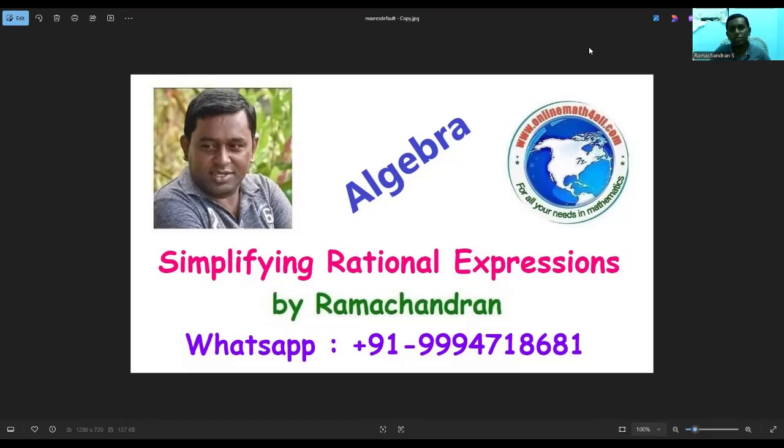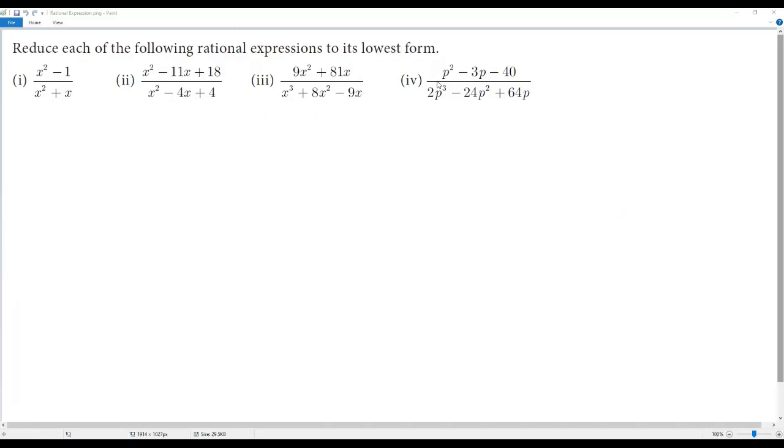In this video, we are going to see some problems on simplifying rational expressions with step-by-step solution for each problem. Okay, let's go to the problems. Here we have 4 problems, and in each one we have to simplify the given rational expression.